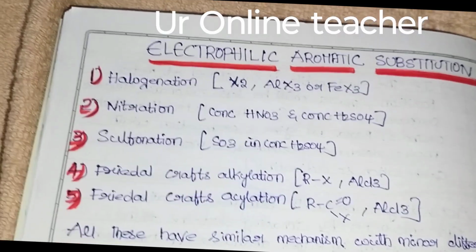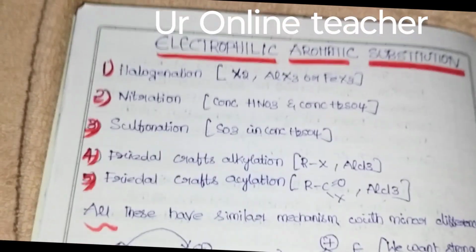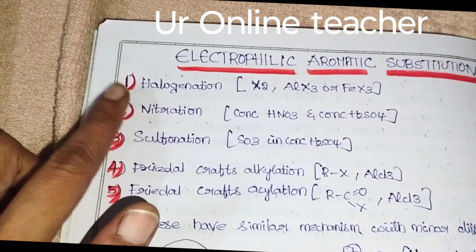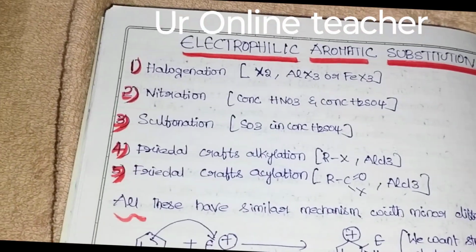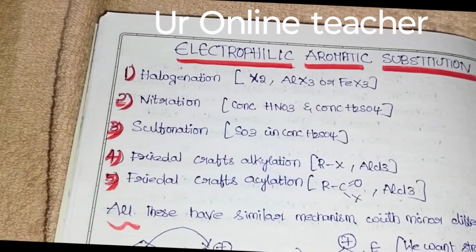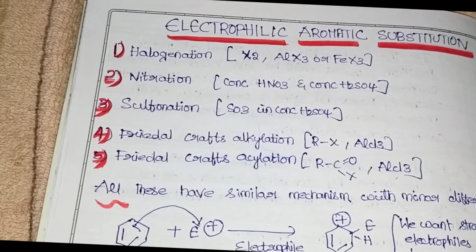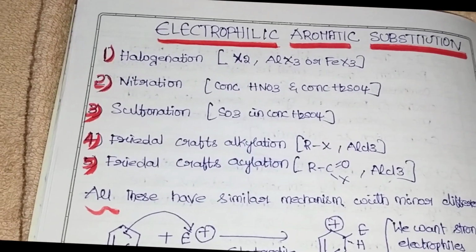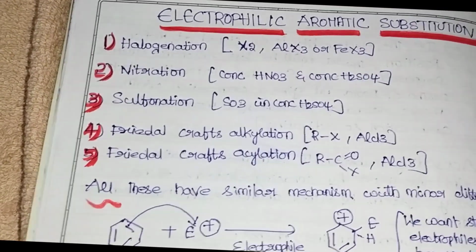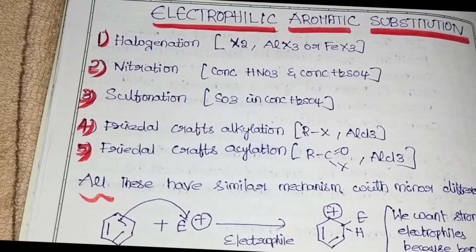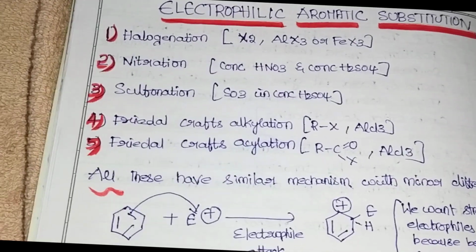So basically we are given 5. What are they? The first one is the halogenation reaction. The second one is the nitration reaction. The third one is sulfonation. The fourth one is Friedel-Crafts alkylation. The fifth one is the Friedel-Crafts acylation reaction.